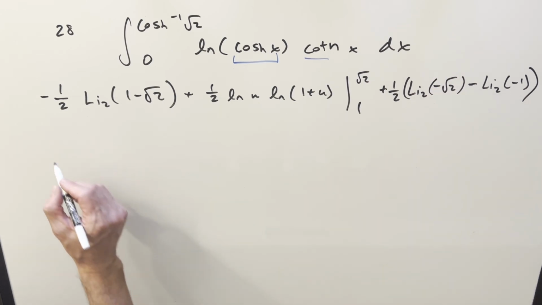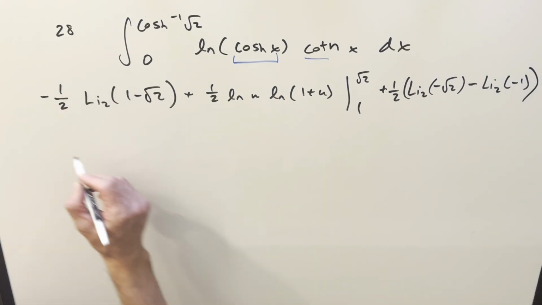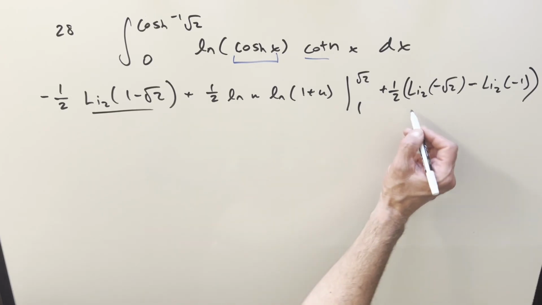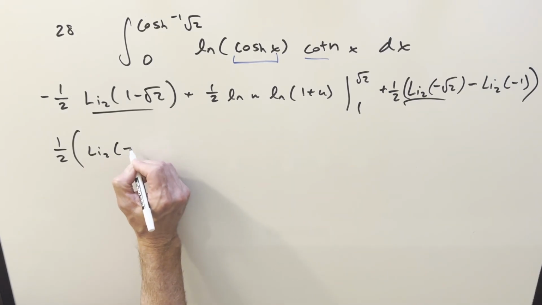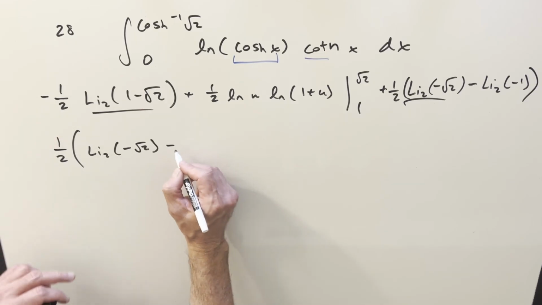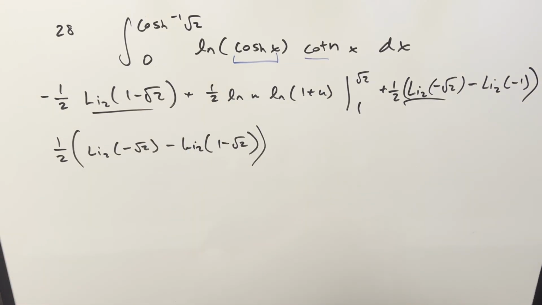Let's regroup things a little bit. So we've got 1/2 everywhere. Let's take this piece and this piece here and put it together. So we'll have 1/2 dilogarithm of minus square root of 2 minus this one. Now for dilogarithm of minus 1 right here, I showed the value.